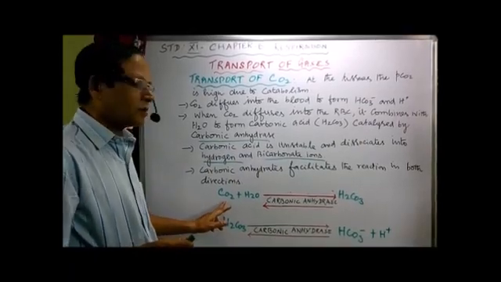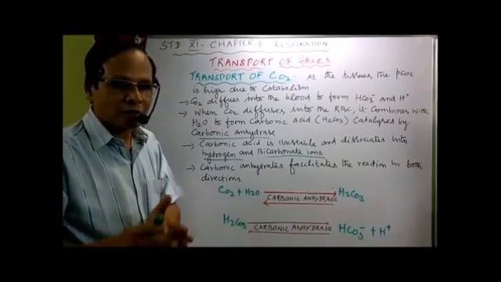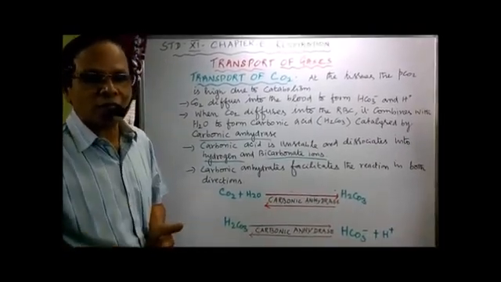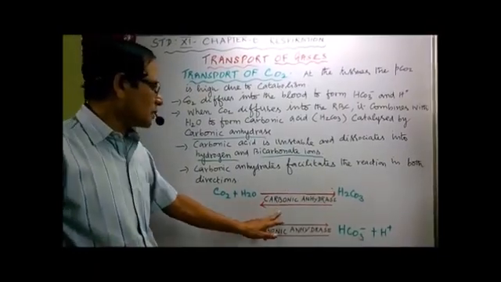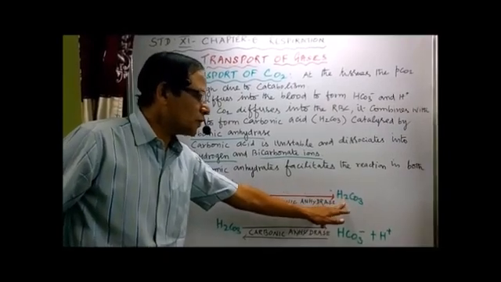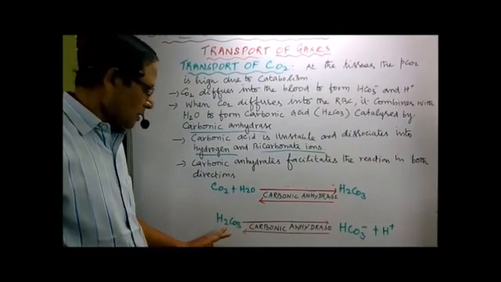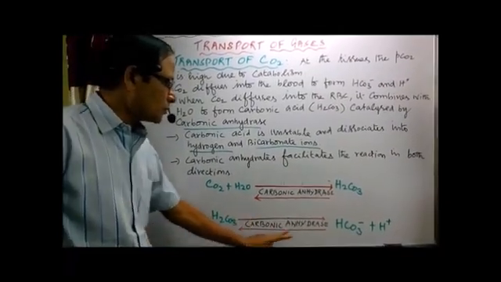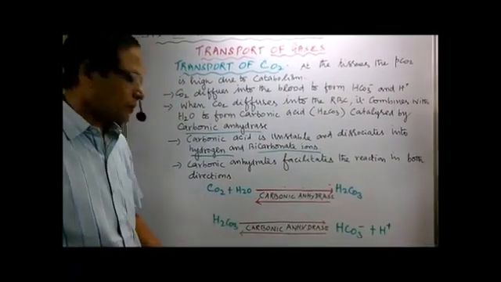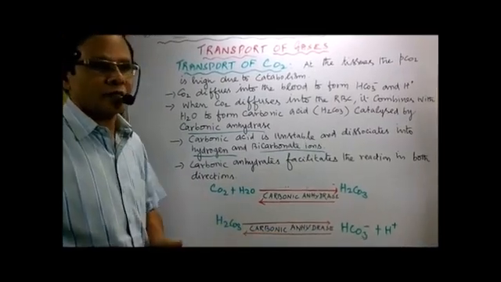That is, carbon dioxide combines with water to form carbonic acid, either in the plasma or in the RBC, because the enzyme is present in both places, but the concentration is high in the RBCs. This carbonic anhydrase facilitates the formation of carbonic acid and also the splitting of carbonic acid to form carbon dioxide and water. In the same manner, the carbonic acid is dissociated to form bicarbonate ions and hydrogen ions. Here is dissociation, here is the splitting. The reaction is also reversible, catalyzed by the enzyme carbonic anhydrase.